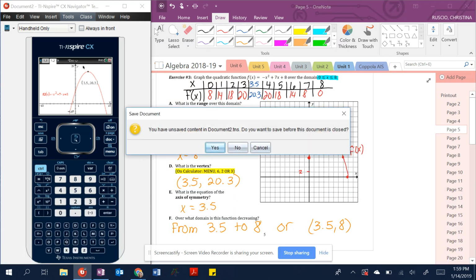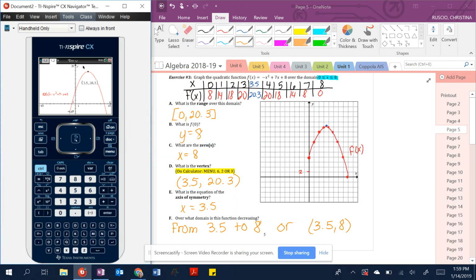Okay, here are the answers. All right, what is the range over this domain? How low can you go to how high can you go? Notice that my lowest y value is 0 and my highest y value is 20.3. You can see it in the table. You can see it in the graph. What is f of 0? We're looking for an x value of 0, so my y value is 8.